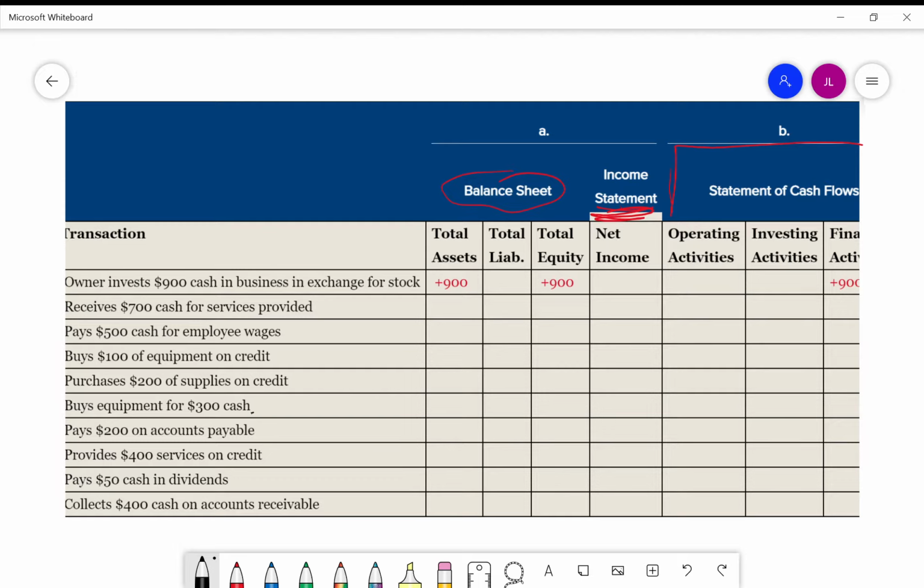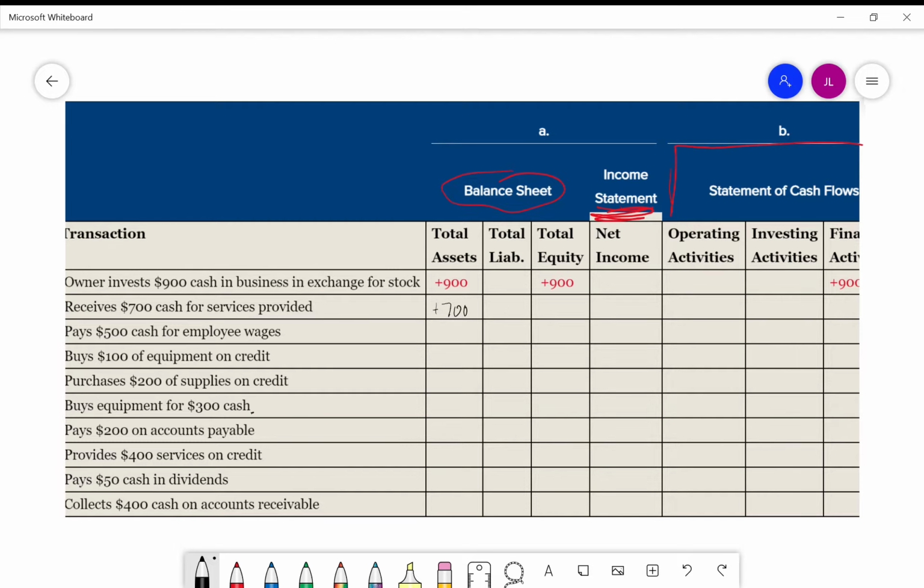So receiving $700 cash for services provided. Okay, so we didn't even think about this. What did we get as a company? We're looking at this from a company perspective. From the company received cash. Okay, so cash is an asset, so we'll see $700 here.